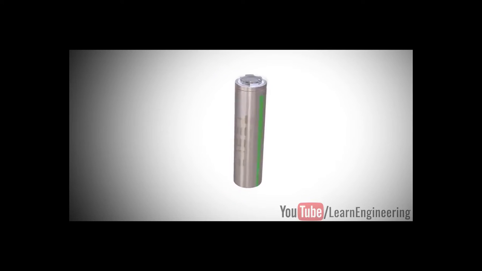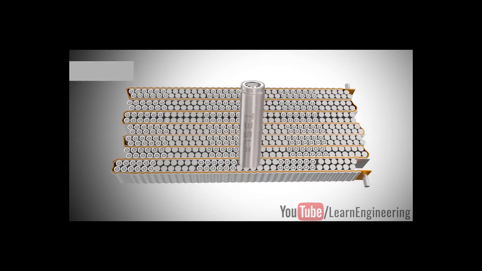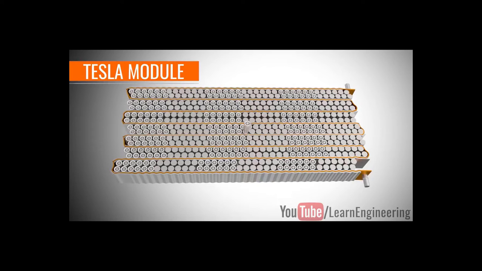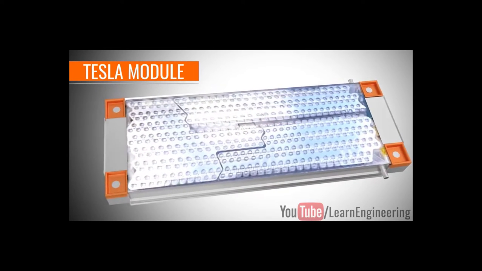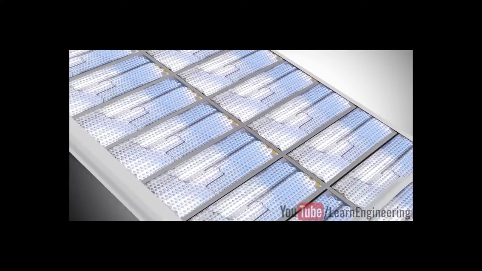A standard Tesla cell has a voltage of between 3 and 4.2 volts. Many such Tesla cells are connected in series and in a parallel fashion to form a module. 16 such modules are connected in series to form a battery pack in the Tesla car.